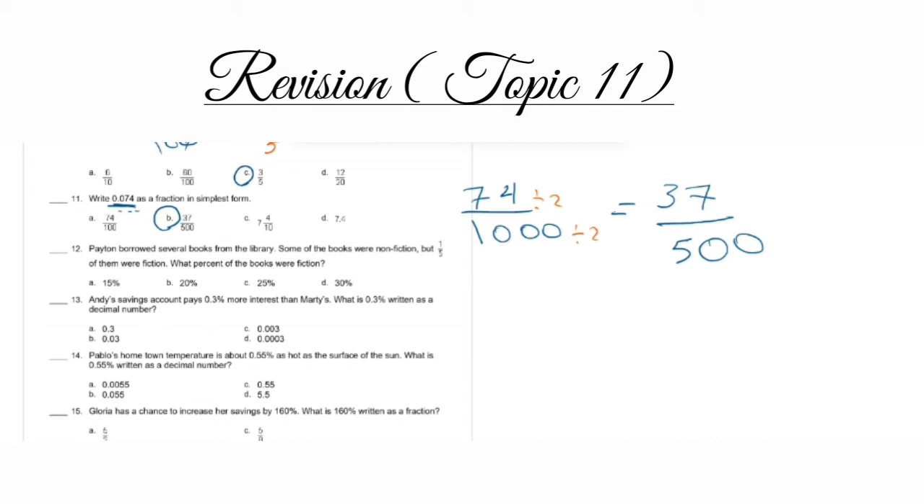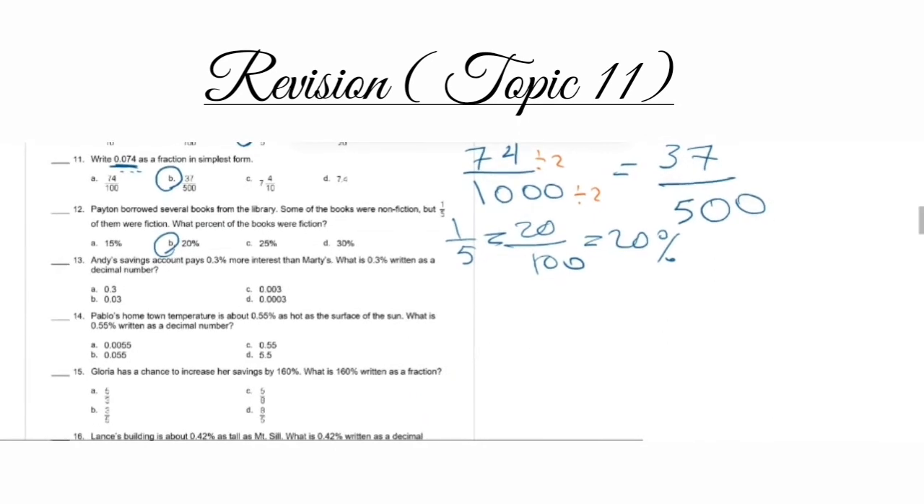Question number 12. Python borrowed several books from the library. Some of the books were non-fiction, but 1/5 of them were fiction. What percent of the books were fiction? So we need to write 1/5 as a percent. So we know that we can multiply by 20, and it will be 20 over 100, which is 20%. And the answer is B.